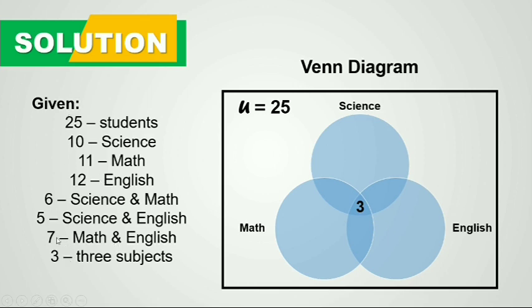So the next is 7, which is math and English. So this is the number of students who like math and English. So this is the intersection for math and English, this one. So this is the intersection for math and English.